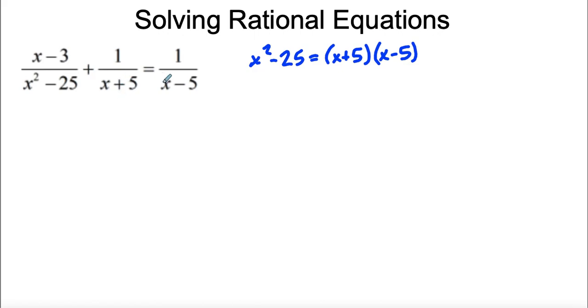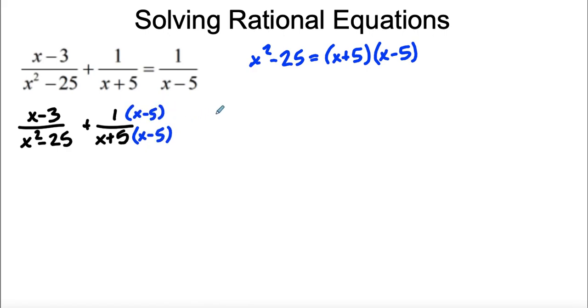And you notice this one has x plus 5, this one has x minus 5. So we're just going to multiply by whatever it's missing. Well, the first one is not missing anything, so we don't have to multiply by anything. This one, well, we need an x minus 5 in the denominator, so we're going to multiply by that. Now we go to our last term, 1 over x minus 5, and this one is missing x plus 5. So now I can cancel out all the denominators.